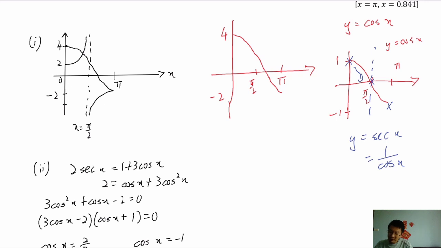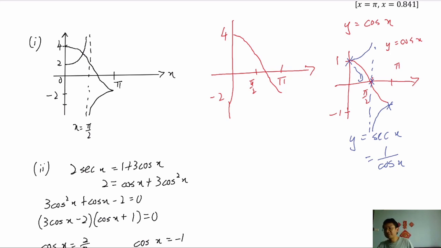So for this curve, this one is increasing. The same case applies when we have x from pi over 2 to pi. Originally for cos x it is decreasing, so when we have 1 over cos x, the graph will increase. This is a part of the curve that we will have for the secant x. Now we have got 2 secant x.